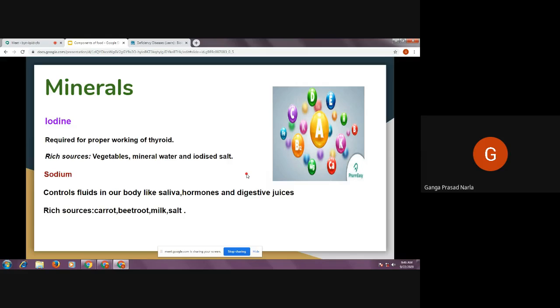We should not take any mineral directly. We need to take minerals from food items only. We need to take minerals from food items like rice, pulses, meat. Okay, these are all food items that contain minerals.